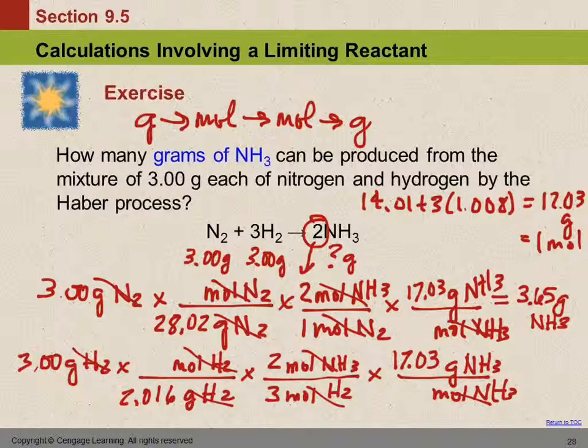I think something went wrong. Got 0.17, I don't think that's right. 3 divided by 2.016 times 2 divided by 3 times 17.03. That's better. Okay, so that time I got 16.9. Anybody else get that? Yes. Okay. Yeah, do those calculations twice. We're going for 2 the same.